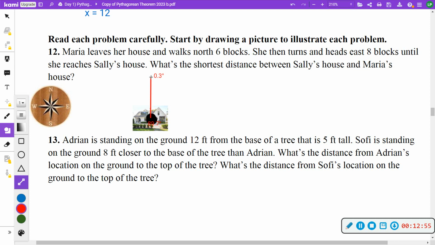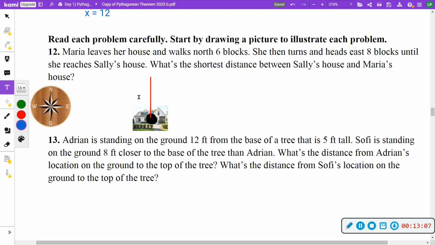So straight north doesn't mean that would need to be 0 degrees. If I could get there. I had it. There we go. She goes straight north 6 blocks.